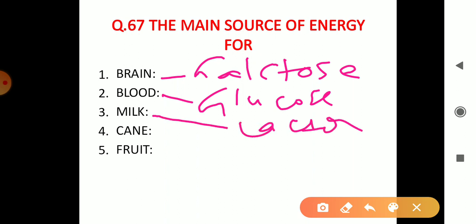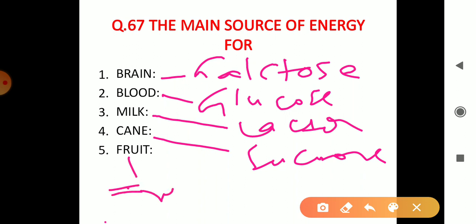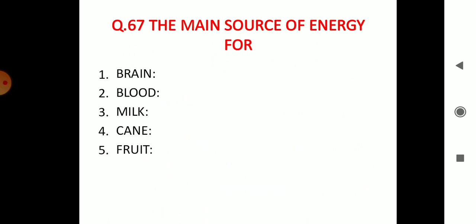In case of cane, it is sucrose. In case of fruit, it is fructose. Fruit means fructose. Brain for galactose, blood for glucose, milk for lactose, cane for sucrose, and fruit for fructose.